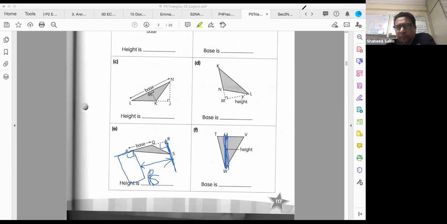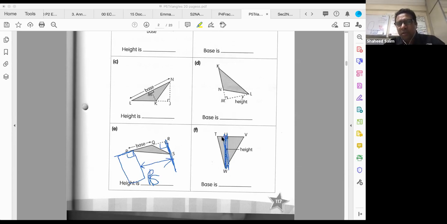Anyone? Okay, we have a few answers. Let me just check. PQ is not it. PR, okay, no. Down here, where's the base? VU. Okay, VU, but you must extend to VT. Down here is the base. So you have an issue now down here.